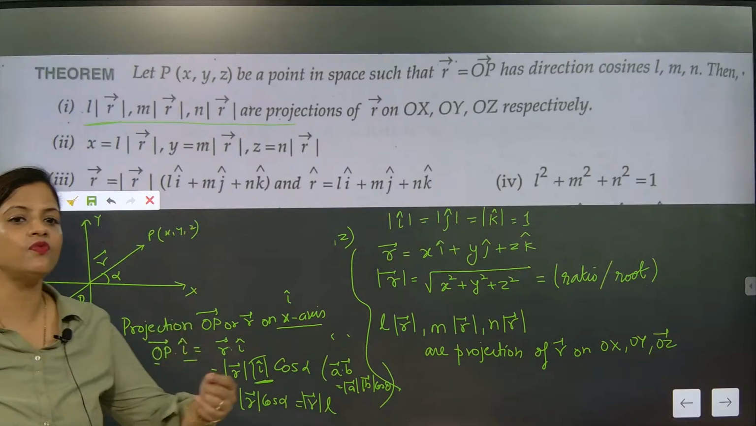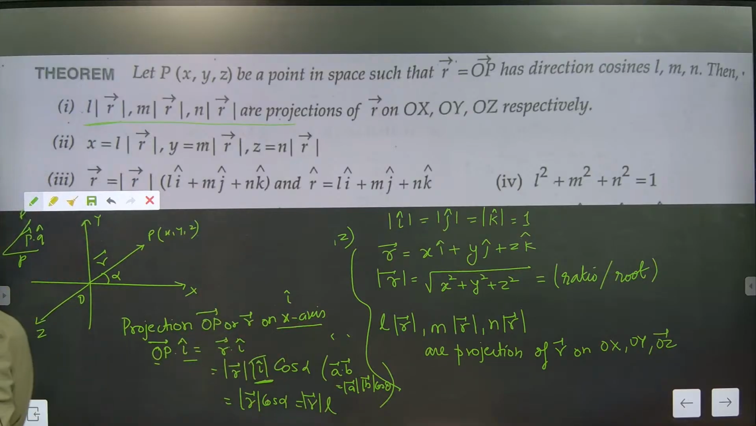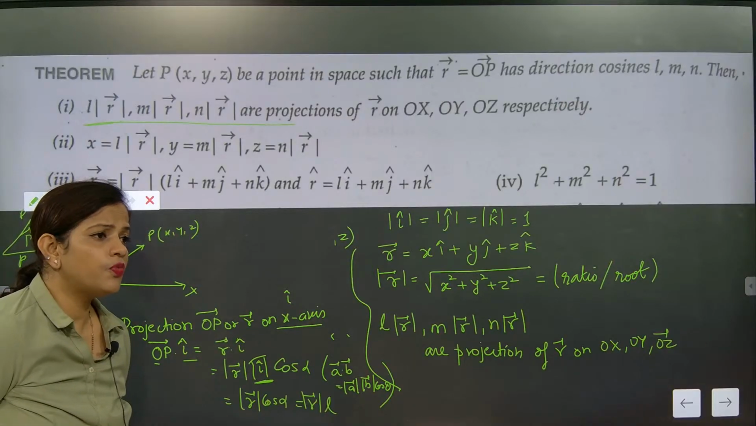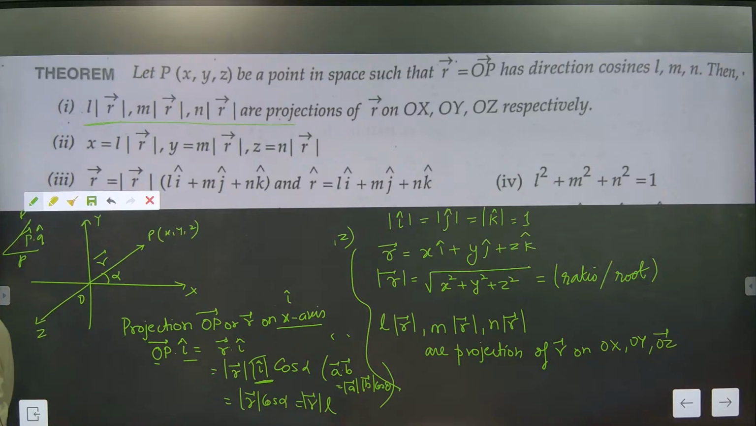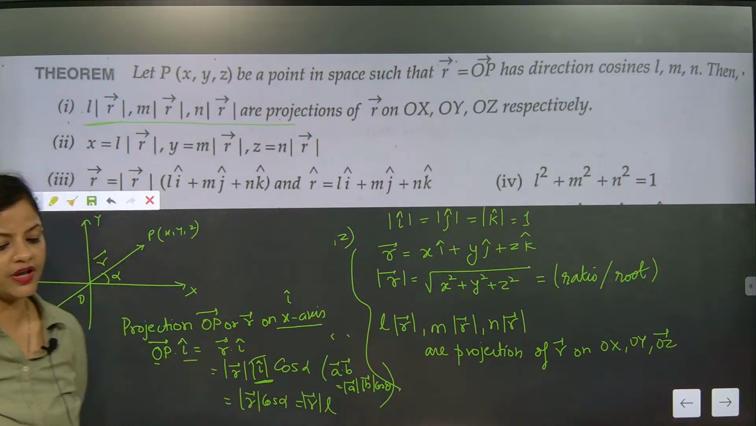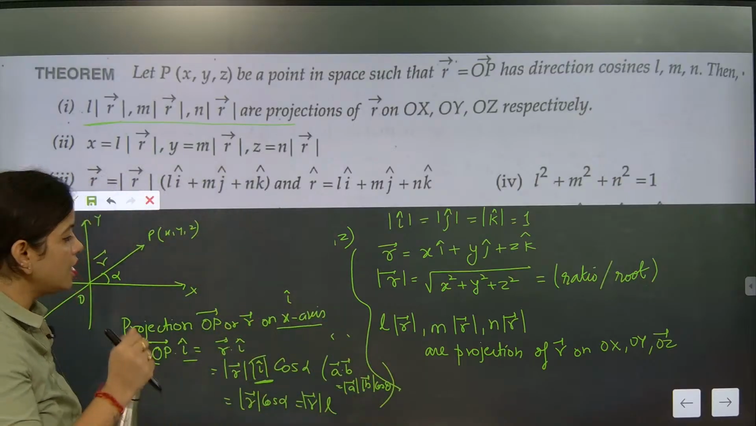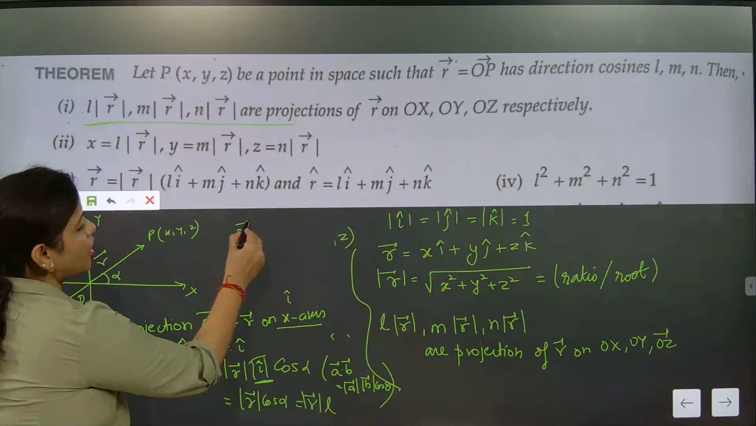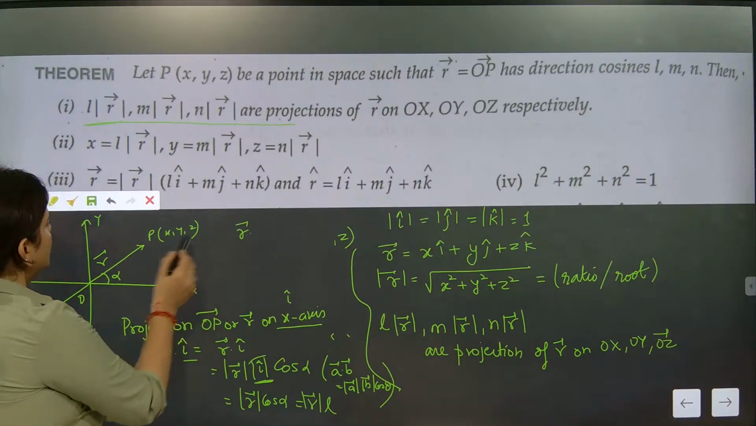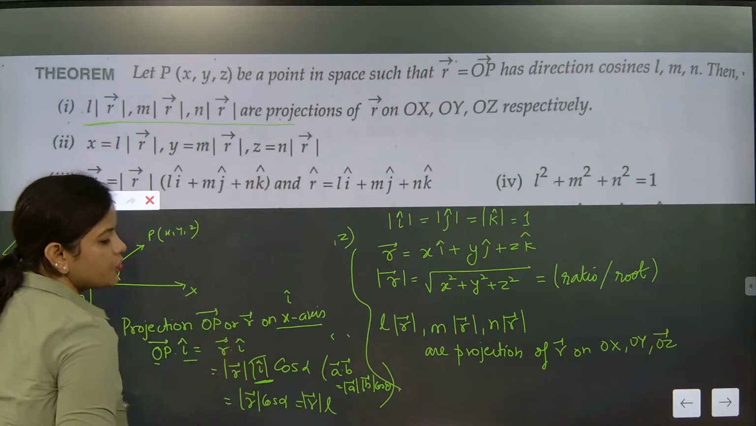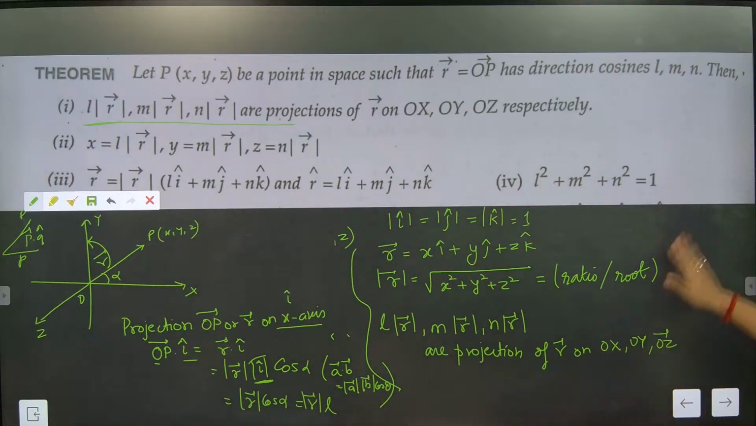So now I want anyone to come here and solve for the y-axis and z-axis. Who will do it? For the y-axis, what will you write? Rohit, come on, say. Very good. OP vector will be R vector dot. Then this OP will fall on which axis? OY.